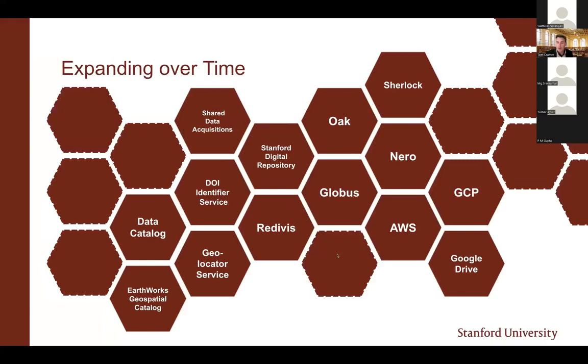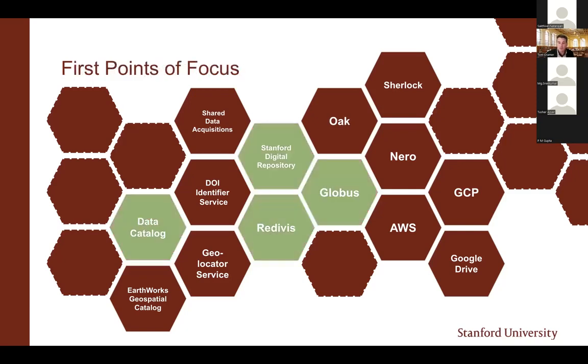Over time, how can we add more and more honeycombs from the different departments and service providers on campus? And we think that is an intelligent approach to making sure that what we're developing today from the library will intersect with the research data environment and the research data computing infrastructure that is developing across campus.